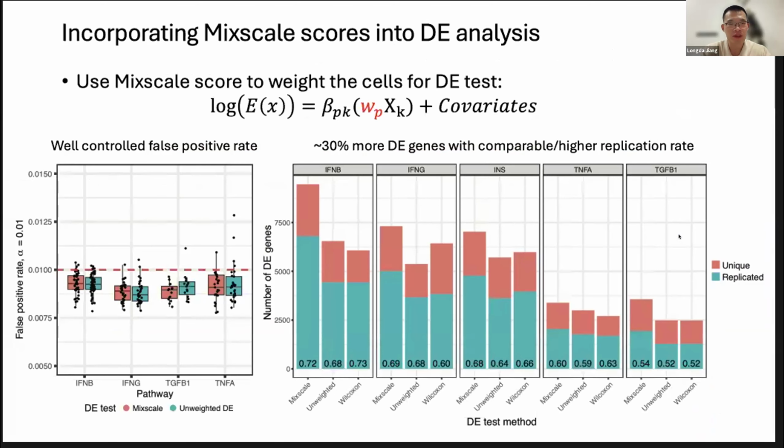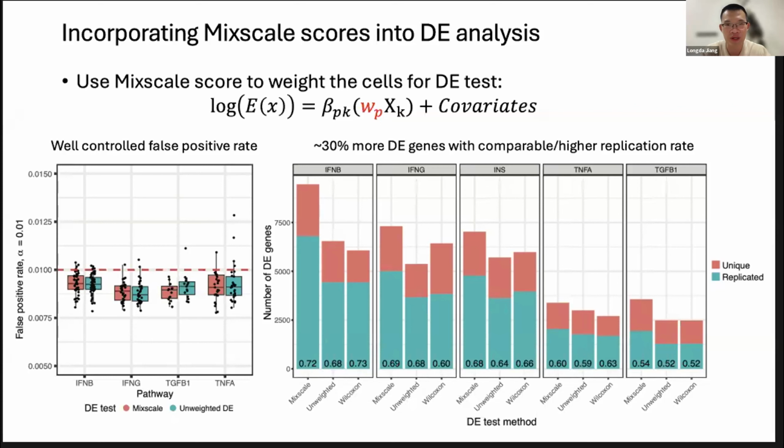We can further incorporate the mixed-scale score into our DE analysis. So instead of coding the control cells as 0 and the test cells as 1, now we will use the standardized mixed-scale score to code each cell to account for their perturbation heterogeneity. By doing so, we hope to achieve a higher statistical power and identify more DE genes. Tested in the simulations on the left, we show that our method had a well-controlled false positive rate under the null, and tested in the real data analysis on the right, we further show that our method can identify 30% more DE genes compared to the conventional 0-1 coded test.